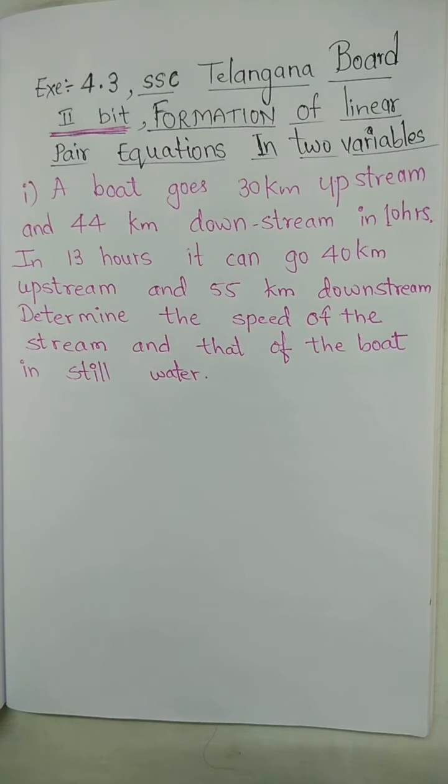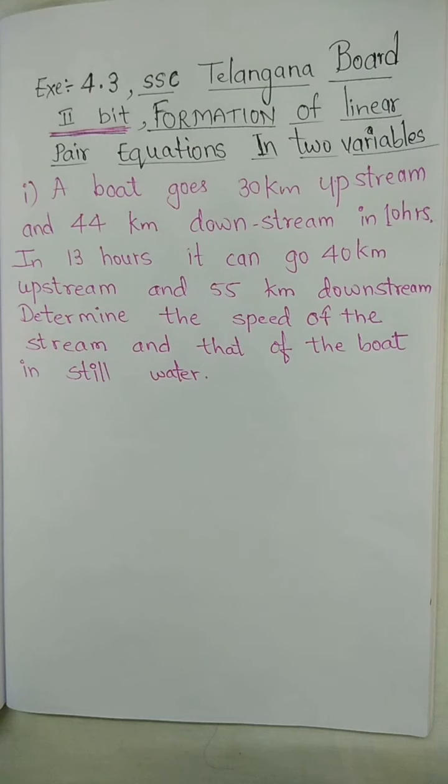What is the meaning of upstream? Upstream means when the boat goes in the opposite direction of the water. When the boat is going in the opposite direction, the water will push the boat and the boat can move slow. So the speed of the boat will decrease. So during upstream, the speed of boat and speed of water are subtracted.